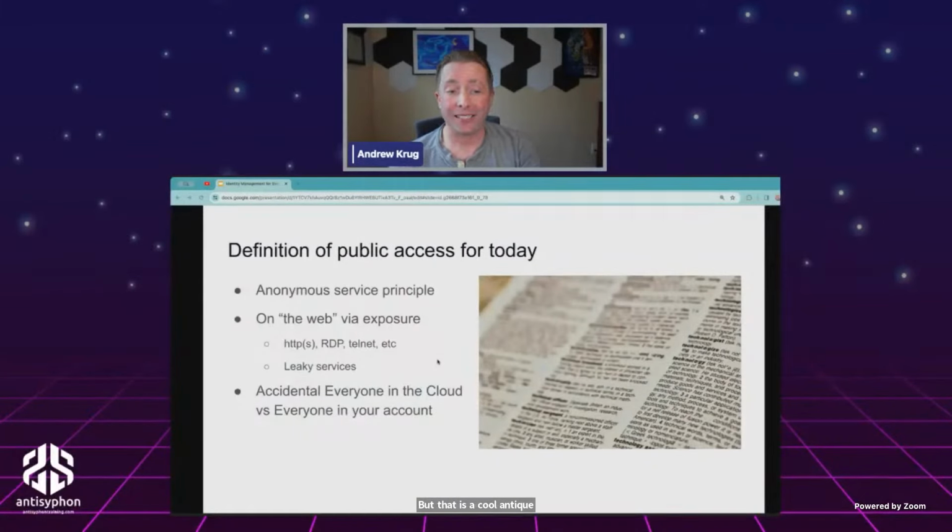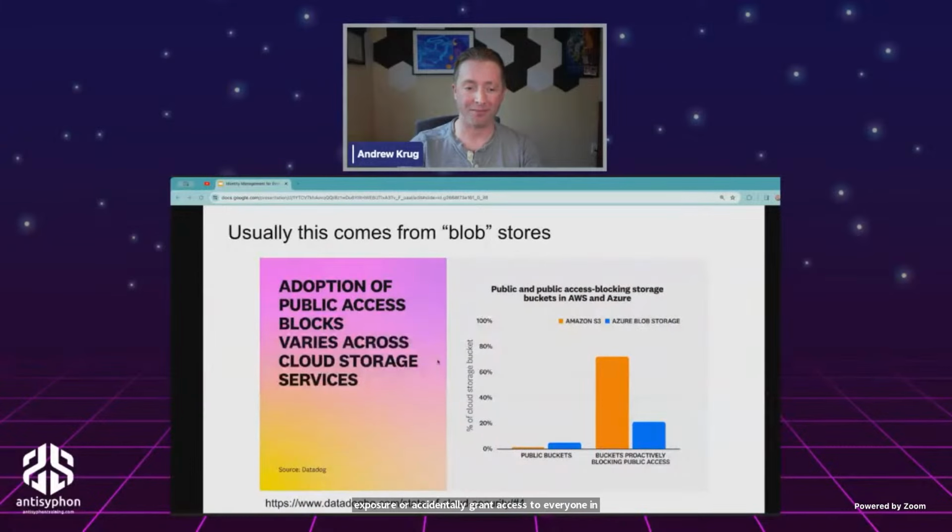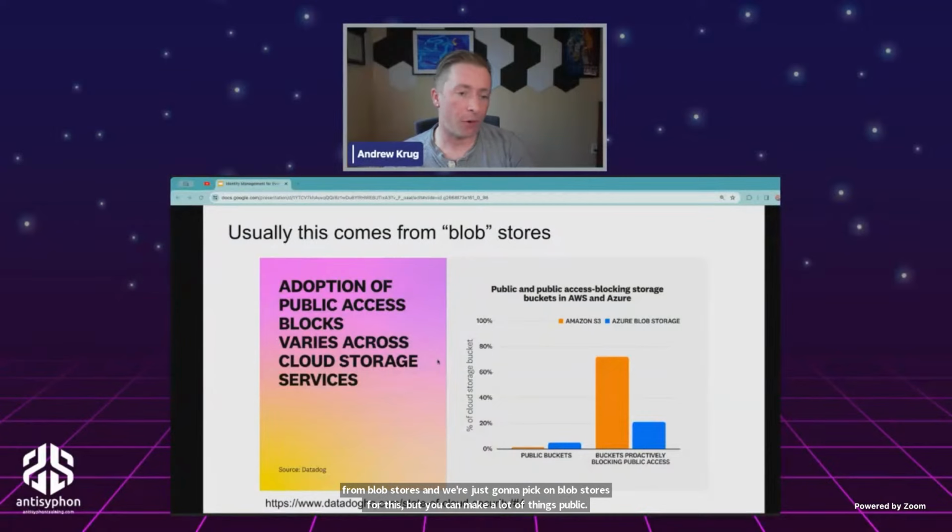Definition of public access, again, for today is that we allow access via the anonymous service principal on the web, via a port exposure, or accidentally grant access to everyone in that cloud provider instead of just our staff. Generally, when we talk about accidental access, it comes from blob stores, and we're just going to pick on blob stores for this, but you can make a lot of things public inside of every cloud.